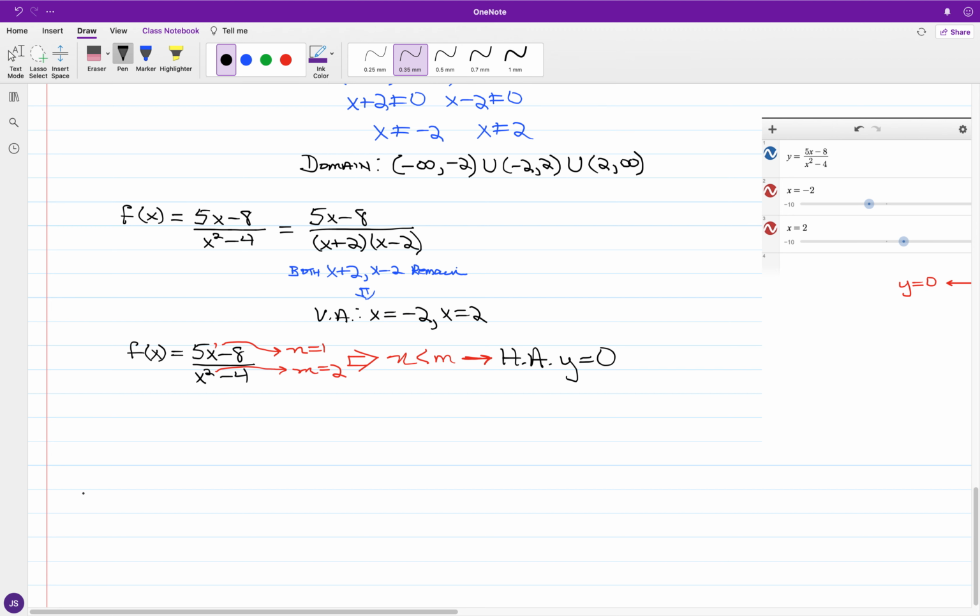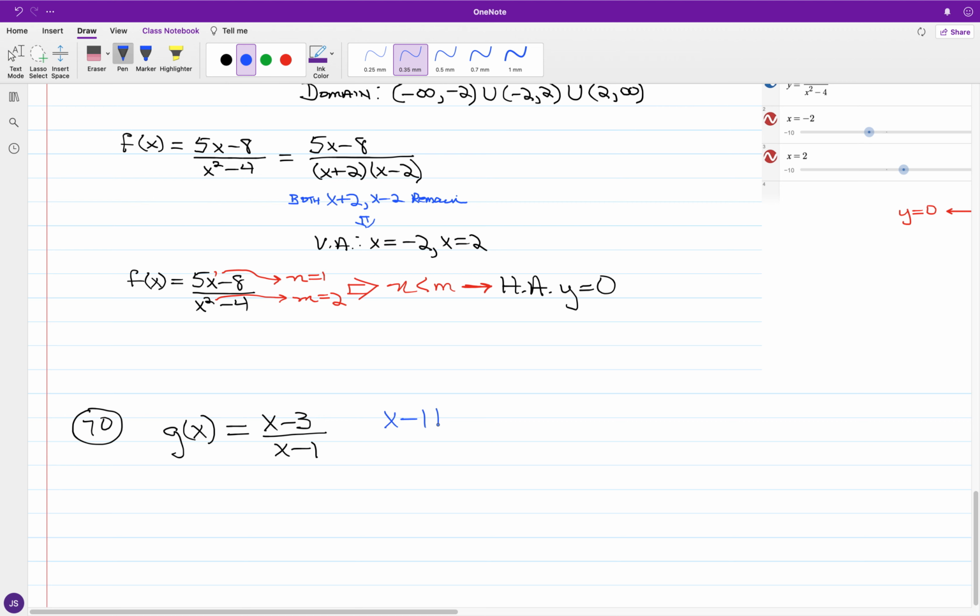Now, in the case of number 70, this function is expressed in the form g of x is equal to (x minus 3) all over (x minus 1). So for the domain, x minus 1 cannot be 0. So x cannot be equal to 1. In the case of the domain, if there is a value x, it's either going to be a value less than 1, or a value greater than 1.